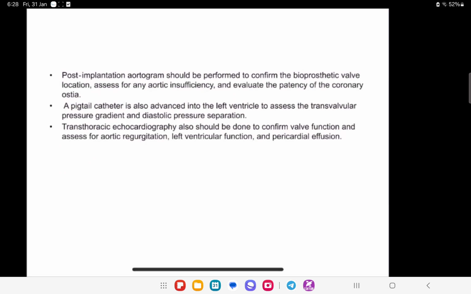The post-implantation aortogram should be performed to confirm the bioprosthetic valve location, assess for any aortic insufficiency, and evaluate the patency of the coronary ostia. A pigtail catheter is also advanced into the left ventricle to assess the transvalvular pressure gradient and diastolic pressure separation. The transthoracic echocardiography also should be done to confirm the valve function and assess for aortic regurgitation, left ventricular function, and pericardial effusion.